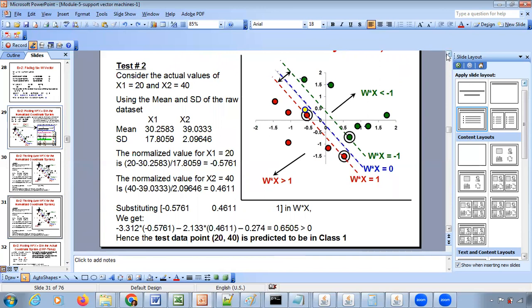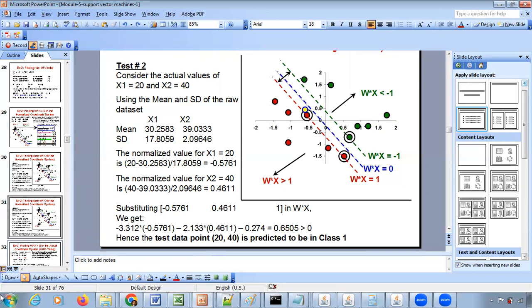So we don't need to expect always the w times x value for the test data point to be greater than or equal to 1. It could be greater than 0, but less than 1. That means it lies close to the decision boundary, but still it belongs to class 1, not class -1. And the farther away it is from 0 to class 1, the better. But still, once w times x is greater than 0, we just classify the data point to belong to class 1. Okay, so that's something you should remember.